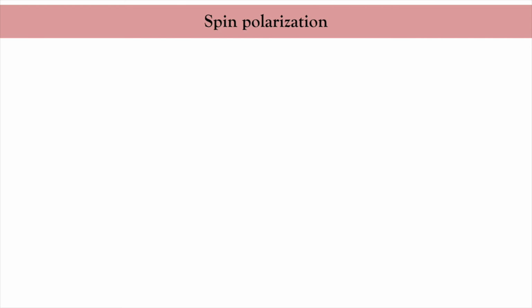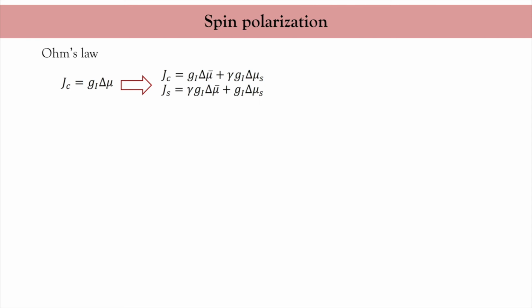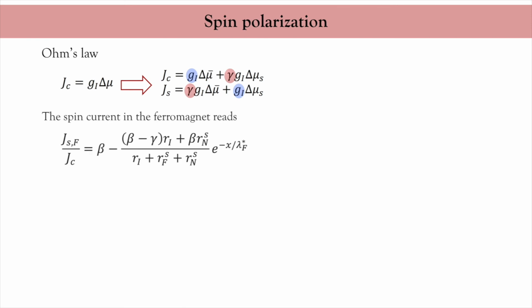So instead of assuming that the spin accumulation is continuous at the interface, I need to apply Ohm's law. I assume this relation applies independently to up and down electrons, and I can deduce a boundary condition for the charge current and the spin current. Gi is the mean interfacial conductance, and gamma is the interfacial polarization. By using these boundary conditions, I obtain the spin current flowing inside the ferromagnet. Here I'm focusing on the ratio between the spin current and the charge current, which tells me how much the charges that flow inside the ferromagnet are polarized.